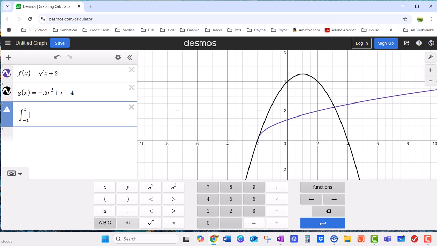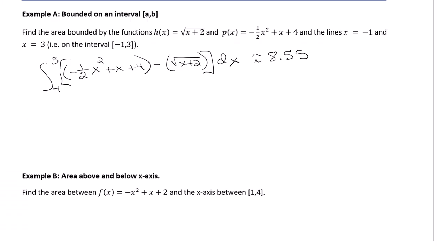Now here's the cool thing about Desmos. We can retype the entire functions, or since they're already labeled in previous graphs, we can just tell it to take the function p of x minus the function h of x. And don't forget to do it with reference to x. And we will get our integral, our area between those two curves, as approximately 8.55. But just for kicks, let's go ahead and do it by hand and see if we're correct.